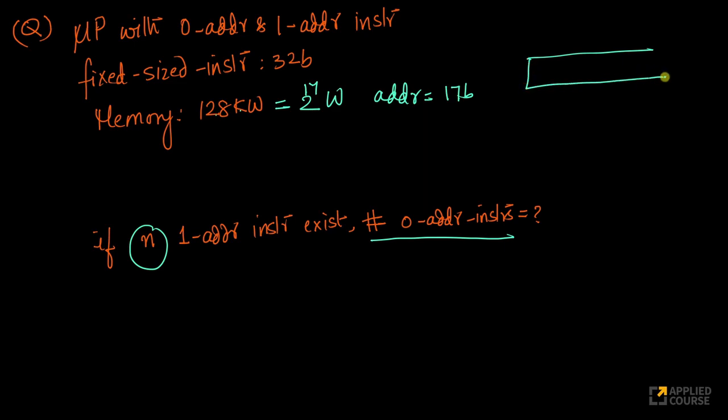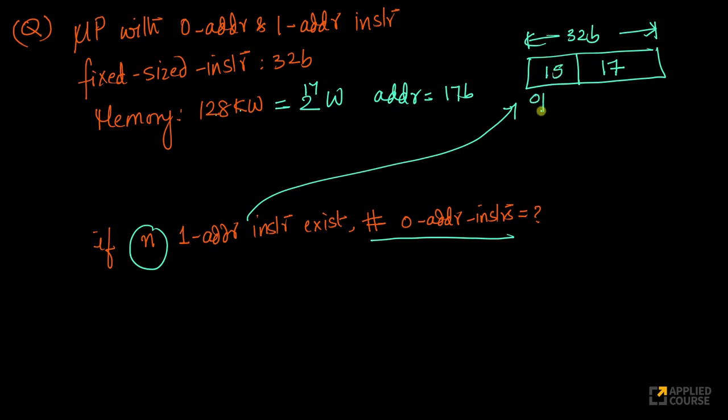Look at this. My whole instruction is 32 bits. This is very simple. With some practice, you'll become very good at it. Let's look at it from the perspective of one address instructions first. 17 bits for the address, and I'm left with 15 bits for the opcode. 15 bits for the opcode, 17 bits for the address. So how many opcodes are possible here? 2 power 15. Of these, n of them are one address instructions.